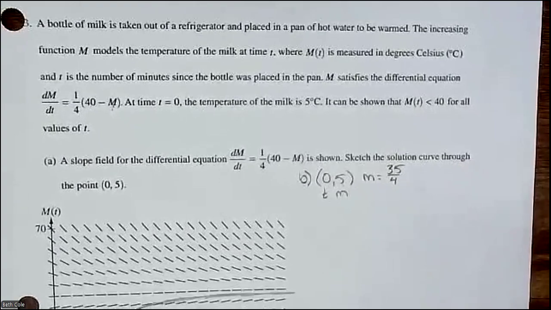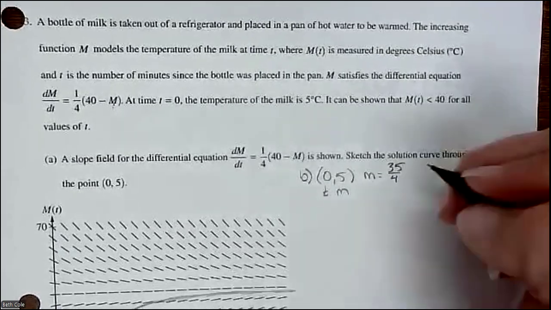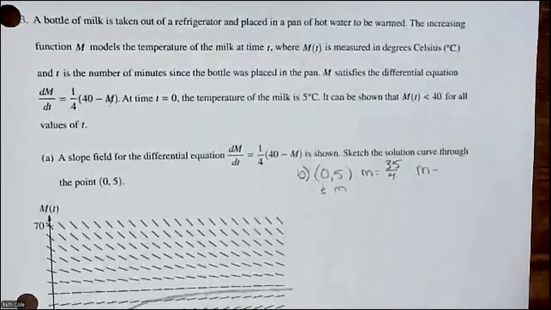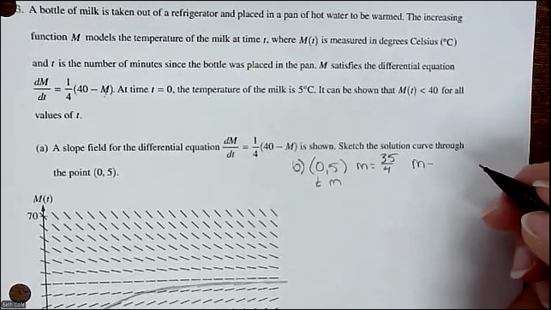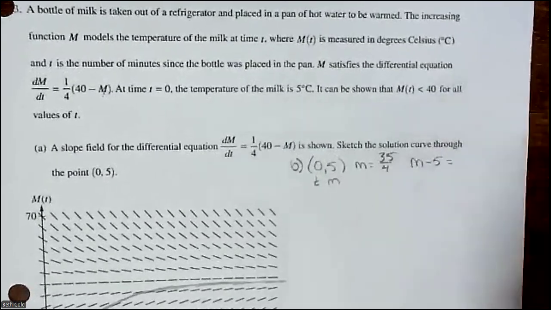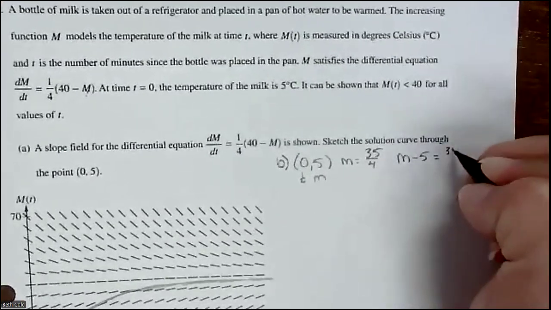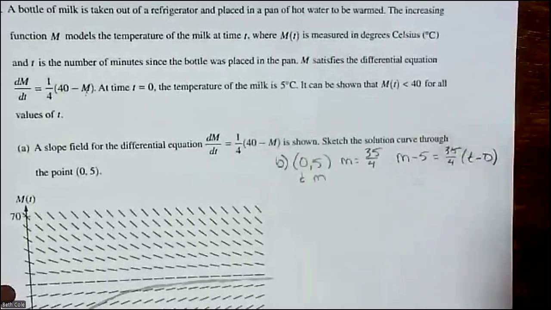Now, if you use x and y, they're going to give it to you. I would try to use the variables in the problem, though. It's going to be m minus what? 0. 5 equals 35/4, parentheses, t minus 0.